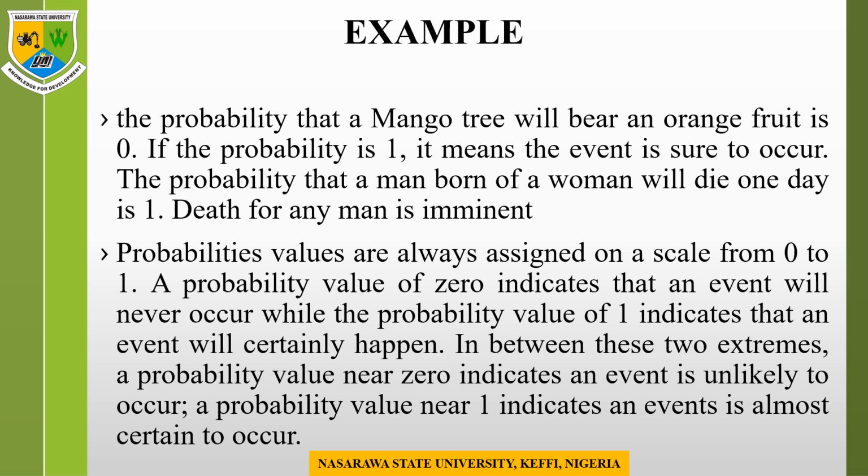And the probability values are always assigned on a scale from 0 to 1. Probability may never be more than 1. So a probability value of 0 indicates that an event will never occur, while a probability value of 1 indicates that an event will certainly happen. In between these two extremes, a probability value near 0 indicates an event is unlikely to occur. A probability value near 1 indicates an event is almost certain to occur.